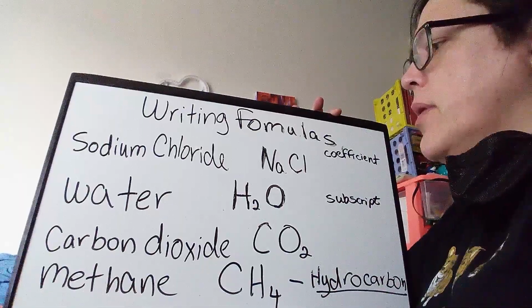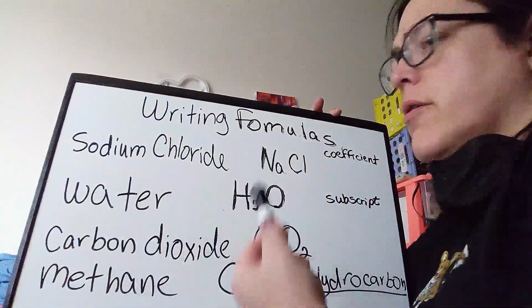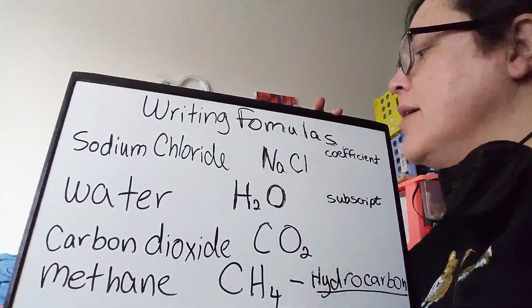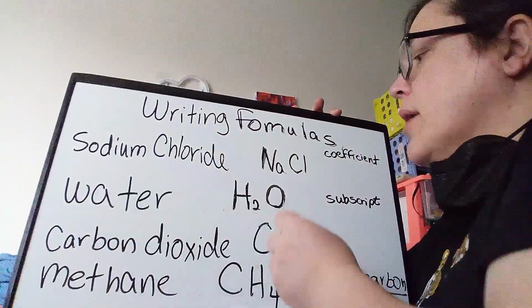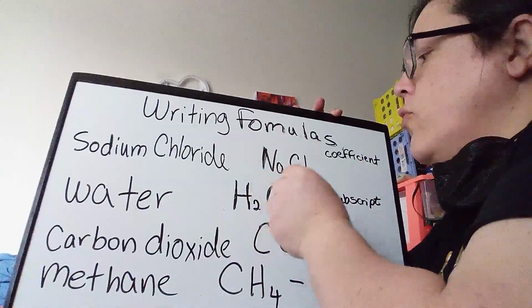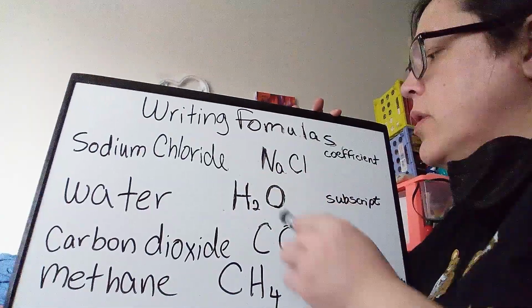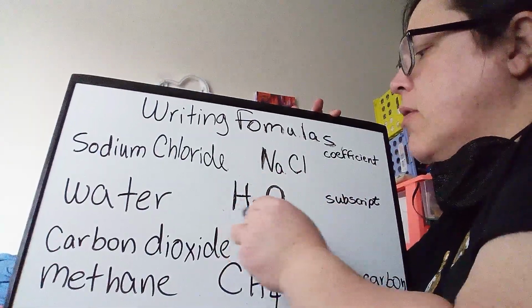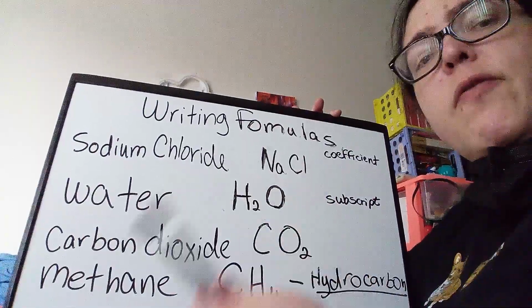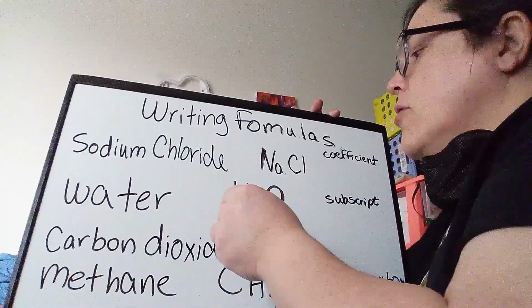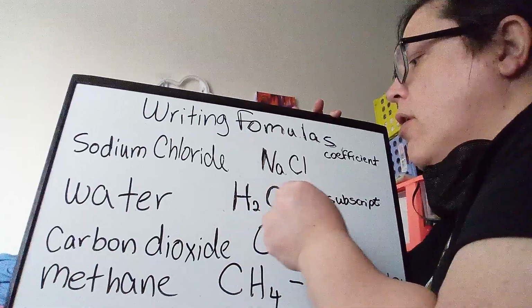Let's look first at water. Water is something that we drink every day. Without water, we would not be alive today. So the chemical formula for water is H2O. You will notice that we can see the symbol of hydrogen and the symbol of oxygen. And again, remember that you can find the symbols in the periodic table. So we have hydrogen, we have oxygen.